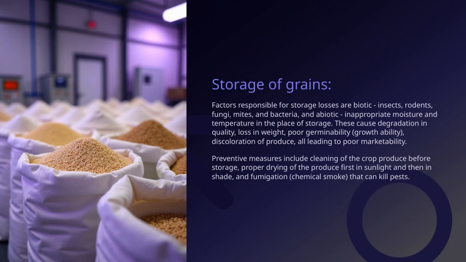To prevent these losses, we need to take proactive measures. First, cleaning the crop thoroughly before storage helps remove dirt and pests. Proper drying is crucial. Sun drying initially, followed by shade drying to reduce moisture content, which is essential because high moisture encourages mold and pest growth. Fumigation, or using chemical smoke, is another effective method. It can kill pests that may have infested the grains, ensuring the stored produce remains safe and of good quality.